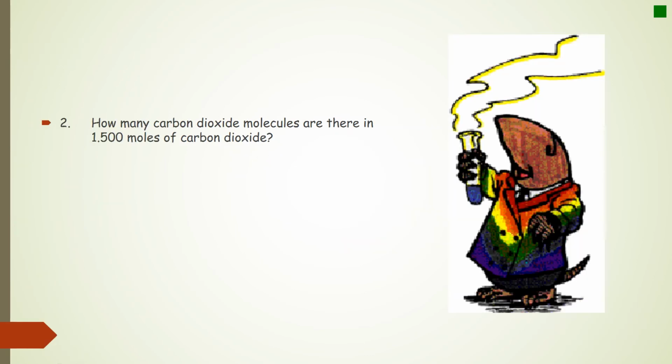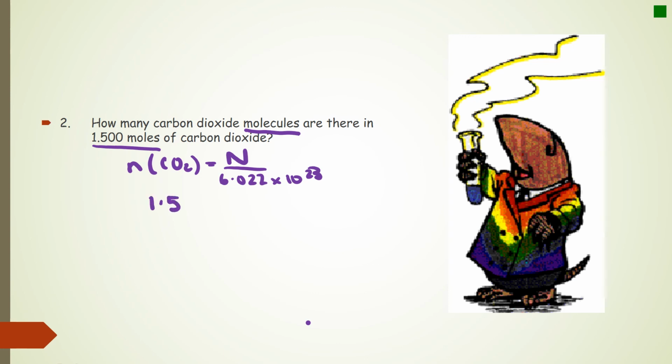Now let's try a second example. It says how many carbon dioxide molecules are there in 1.5 moles of carbon dioxide. So the first thing we're going to do is write down our formula. Number of moles of carbon dioxide is equal to big N over 6.022 by 10 to the 23. Now we need to substitute in our numbers. So we've got number of moles, which is 1.5, equals big N over 6.022 by 10 to the 23.